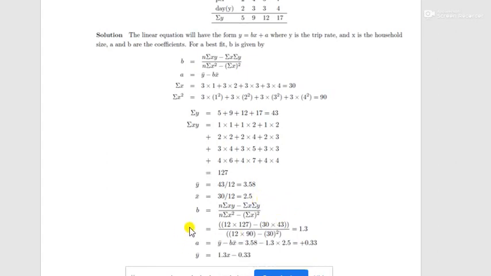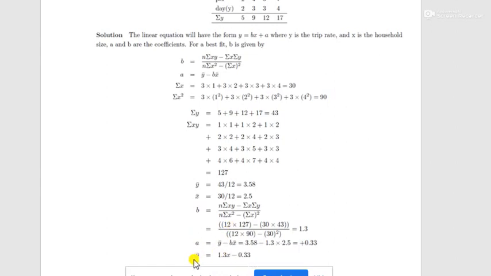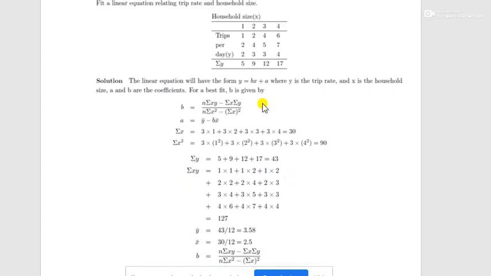Then finally, from the equations the value of b is calculated, and the value of a is calculated, and the final equation is this one. Sorry, this is not y bar, this is y. I'll change this one. This is y equals 1.3x minus 0.33. This is the final equation for future trip generation.